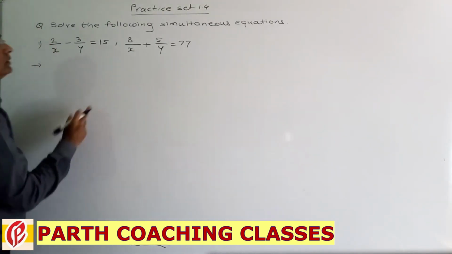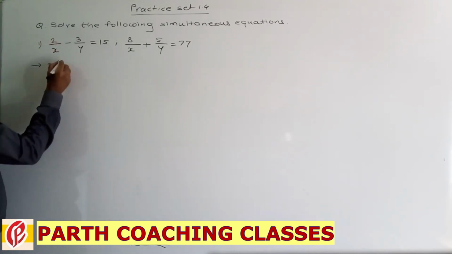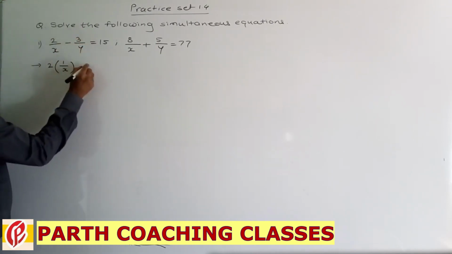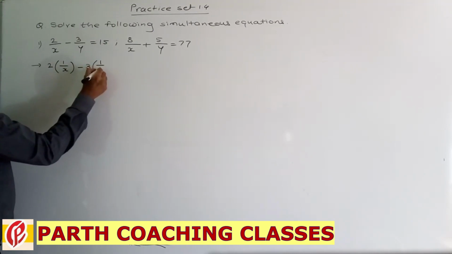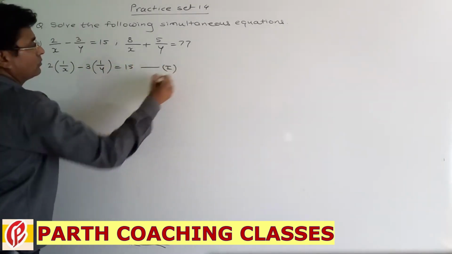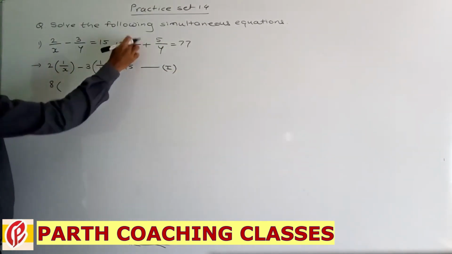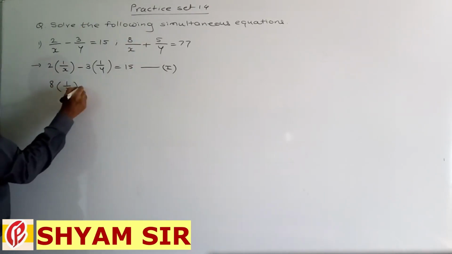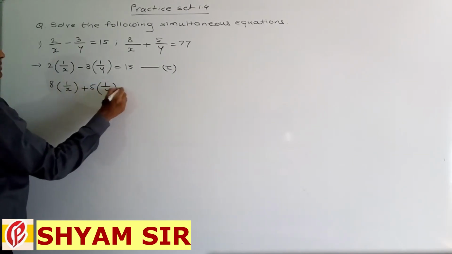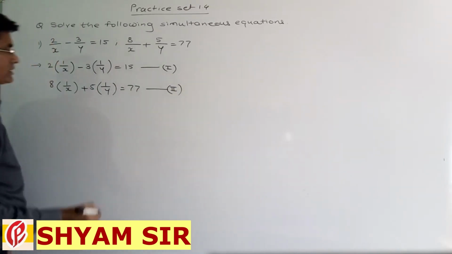So for that, in the first step, I will take this 2 outside the bracket. What is in the bracket? 1 upon x minus, take 3 outside the bracket and write in the bracket 1 upon y is equal to 15. You get the first equation. Then here, taking 8 outside the bracket, in the bracket 1 upon x plus 5 in the bracket 1 upon y is equal to 77. This is the second equation.